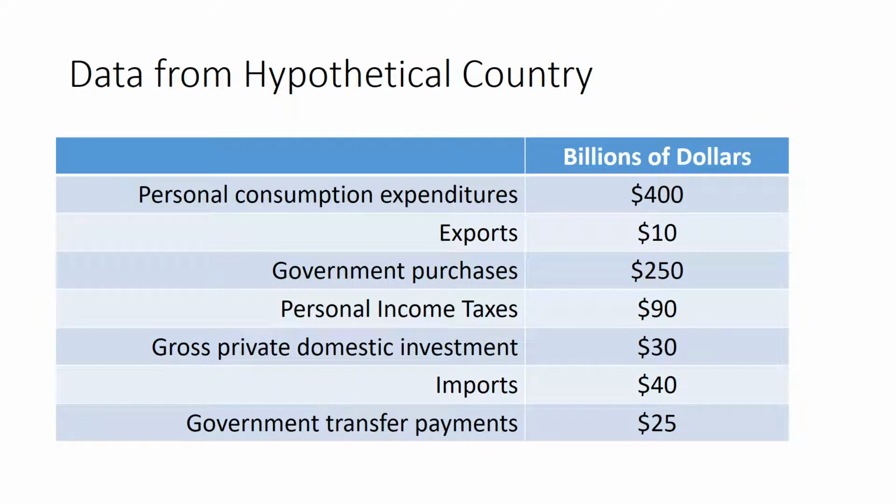So here's some data from a hypothetical country. This is in billions of dollars. One thing to note, you're not always going to need all of the information that's given to you when you're doing some of these calculations, so be careful of that. But here we give you consumption spending, exports, government purchases, income taxes, domestic investment, imports, and transfer payments. So let's talk about how we're going to do this.